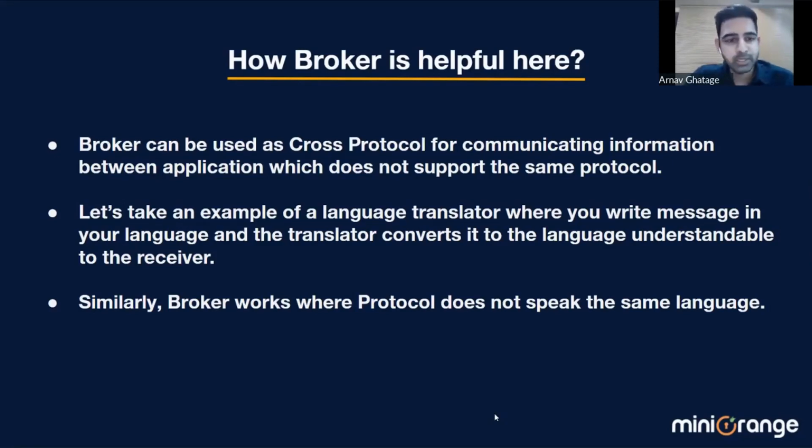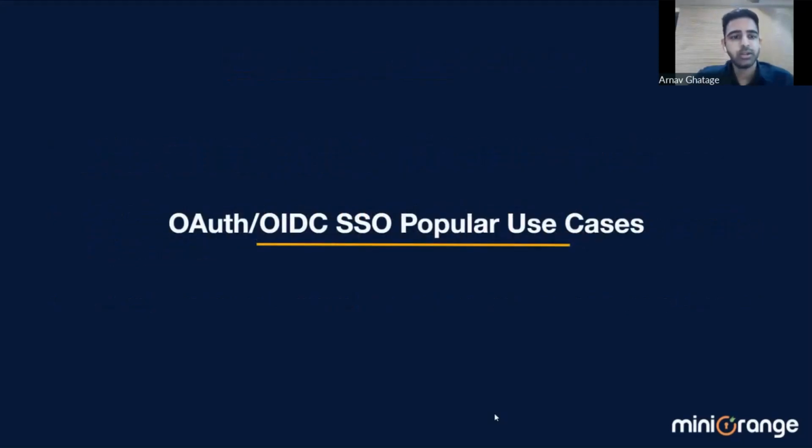miniOrange Identity Broker provides a cross-platform communication. To explain this, imagine a translator where the translator listens to one language from one side and speaks to the other one in an understandable way. Similarly, here you have two applications speaking in two entirely different SSO protocols like SAML and OAuth, speaking to each other through the miniOrange identity broker acting as a translator. Now, Shraddha will explain some popular use cases for OAuth and OIDC SSO.